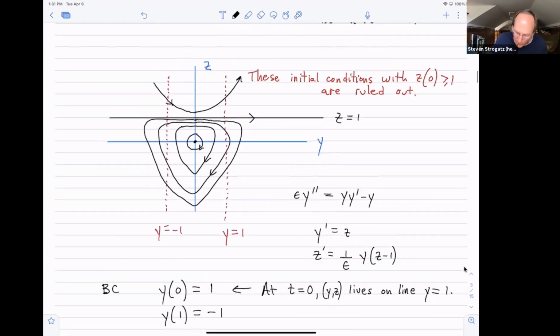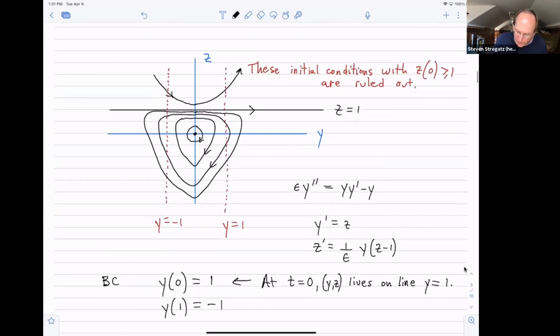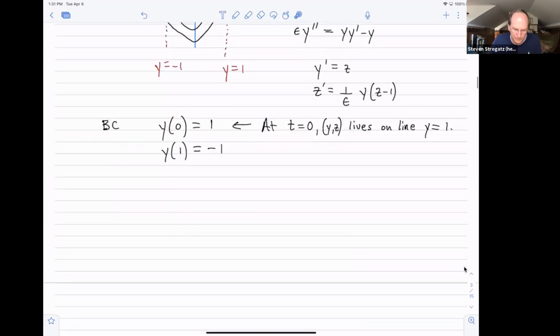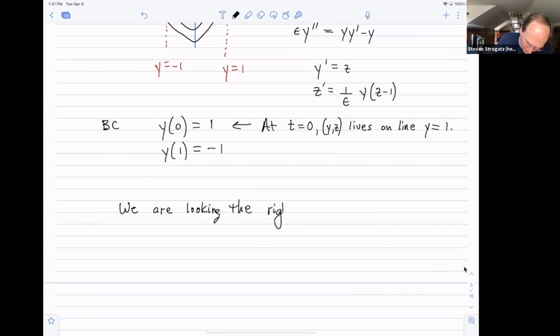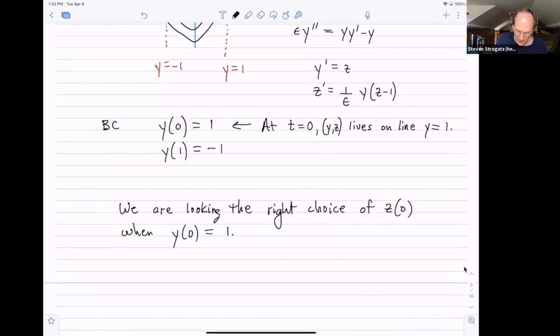So what did we conclude so far? We know that the only hope is to have z0 less than 1. So we are looking for the right choice of z0 when y0 satisfies its condition that y of 0 is 1. You can think of it that way.